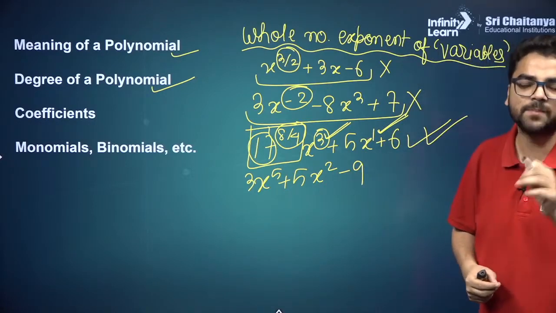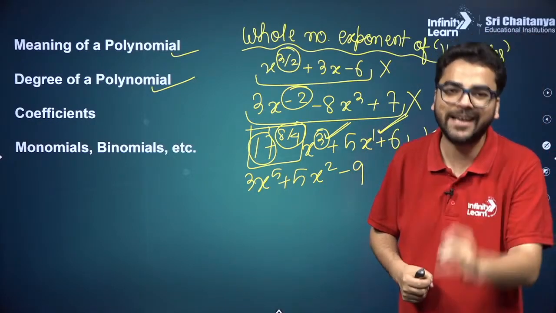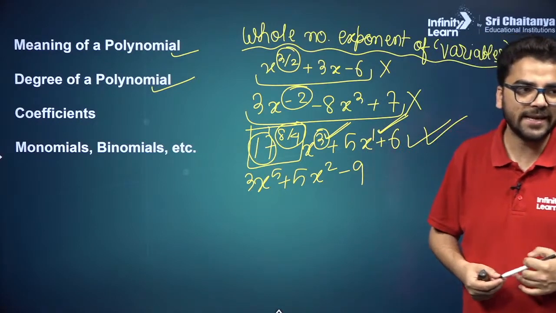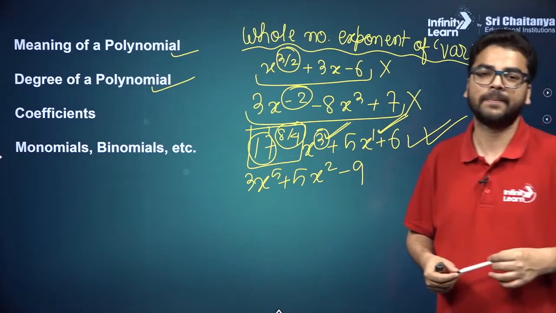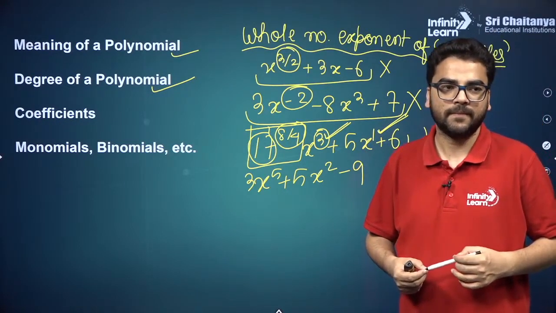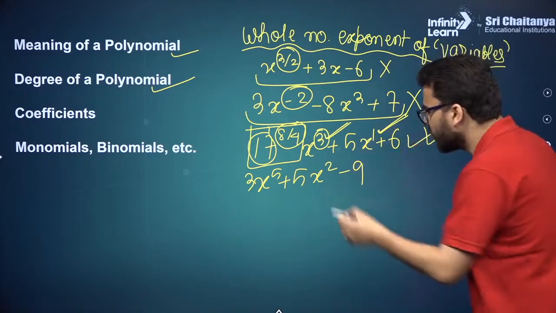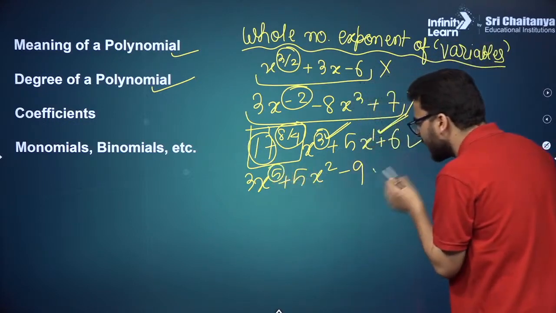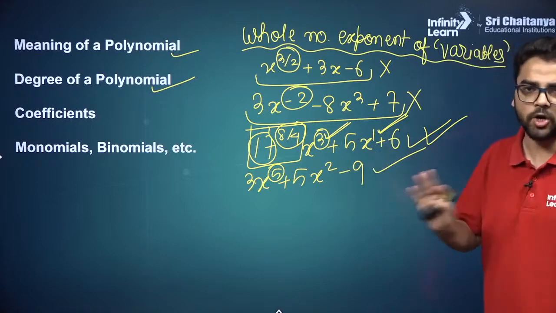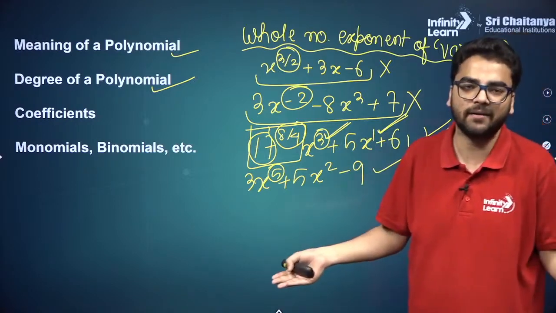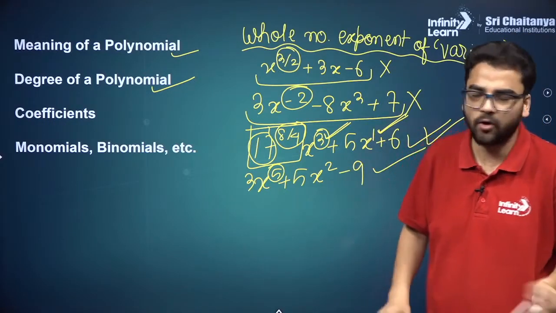The highest exponent of the variable is the degree of that polynomial. So what is the degree over here, guys? Tell me. Exactly, highest exponent of the variable is 5. So you will say 5 is the degree of this polynomial. It is as simple as that, right? Nothing twisted in that. I hope it is clear.